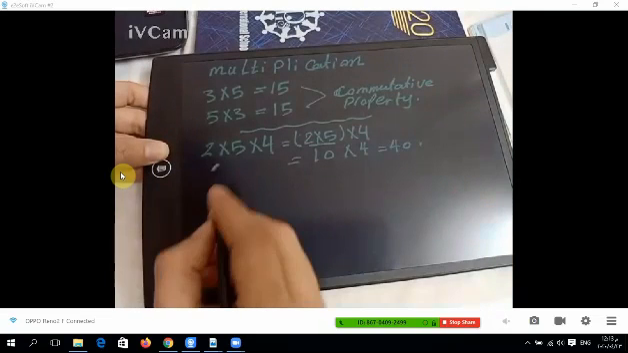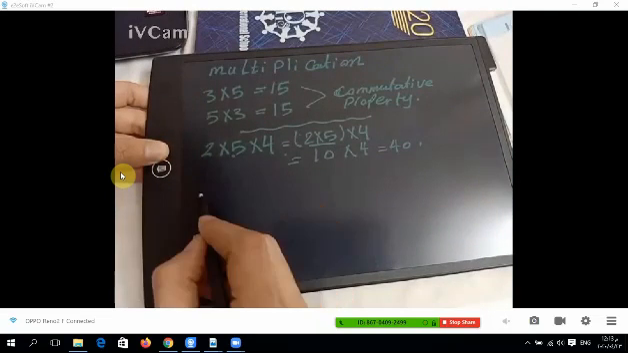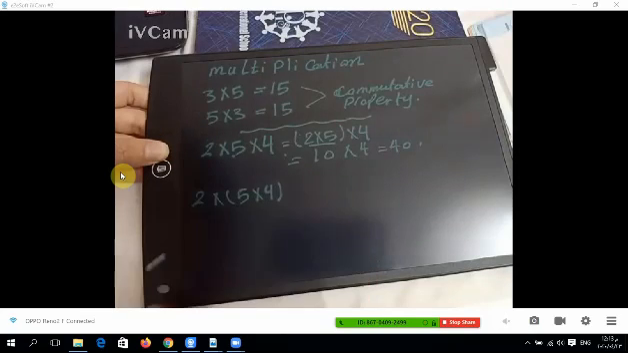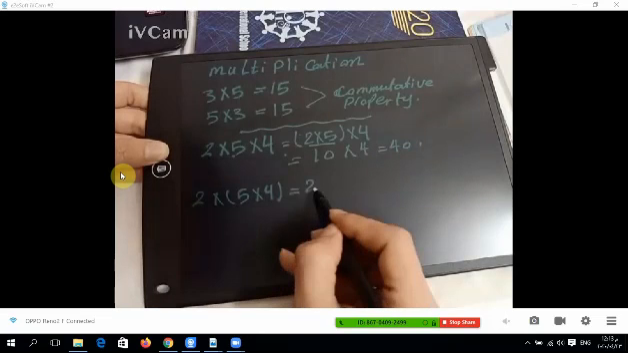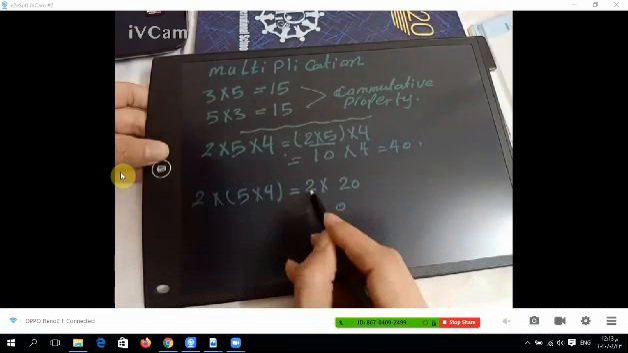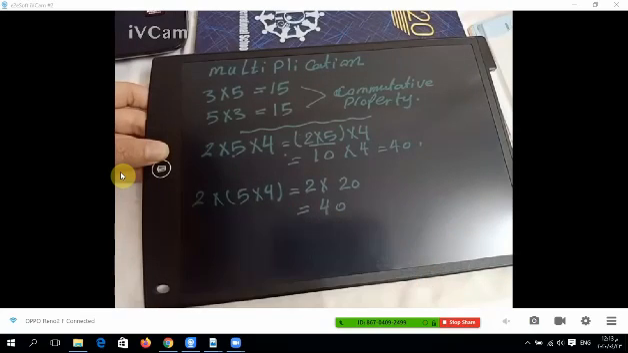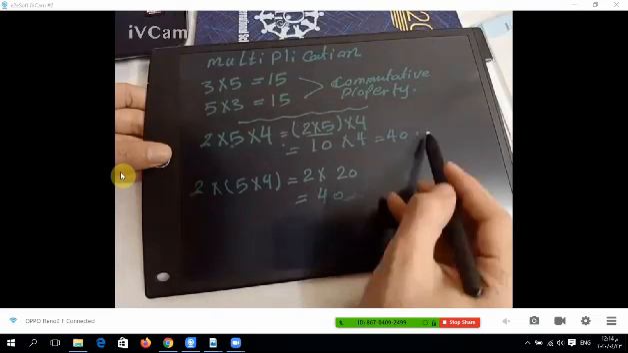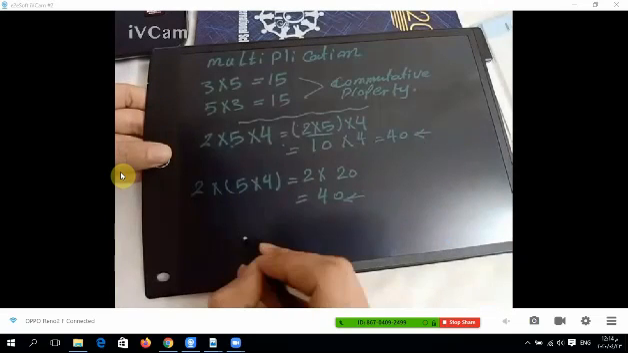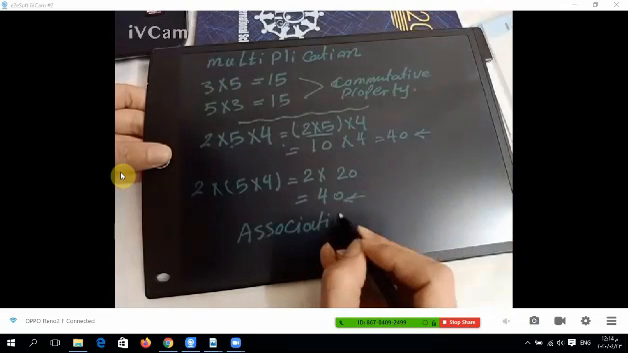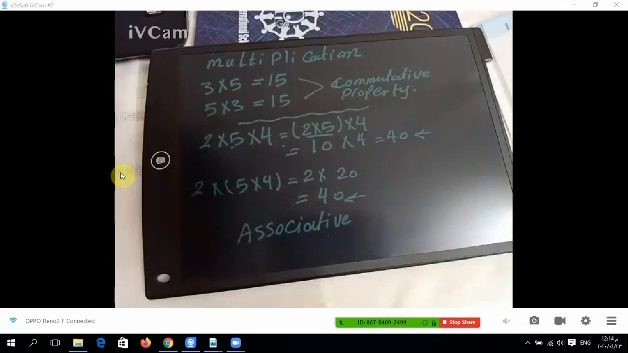Or if I take the second two numbers together, 2 times 5 times 4, it equals 2 times 20, and this equals, we will put the 0, then 2 times 2 equals 40. Okay, we get the same answer when we take the first two numbers or the second two numbers. That means this is associative, and associative means that we take some numbers together. So we have the commutative property and the associative property.